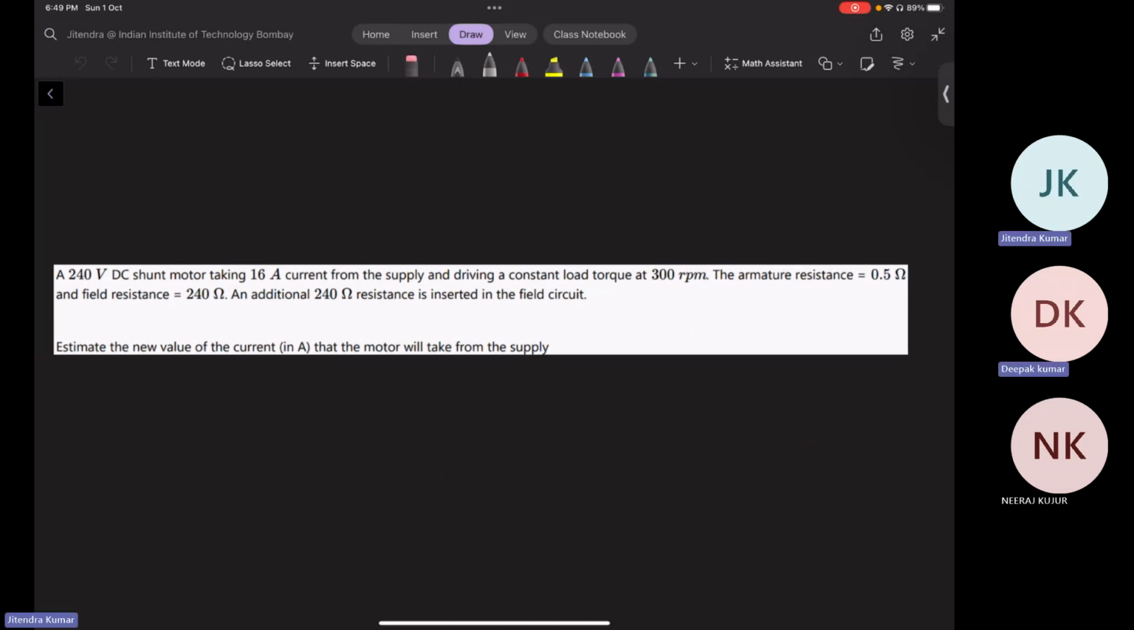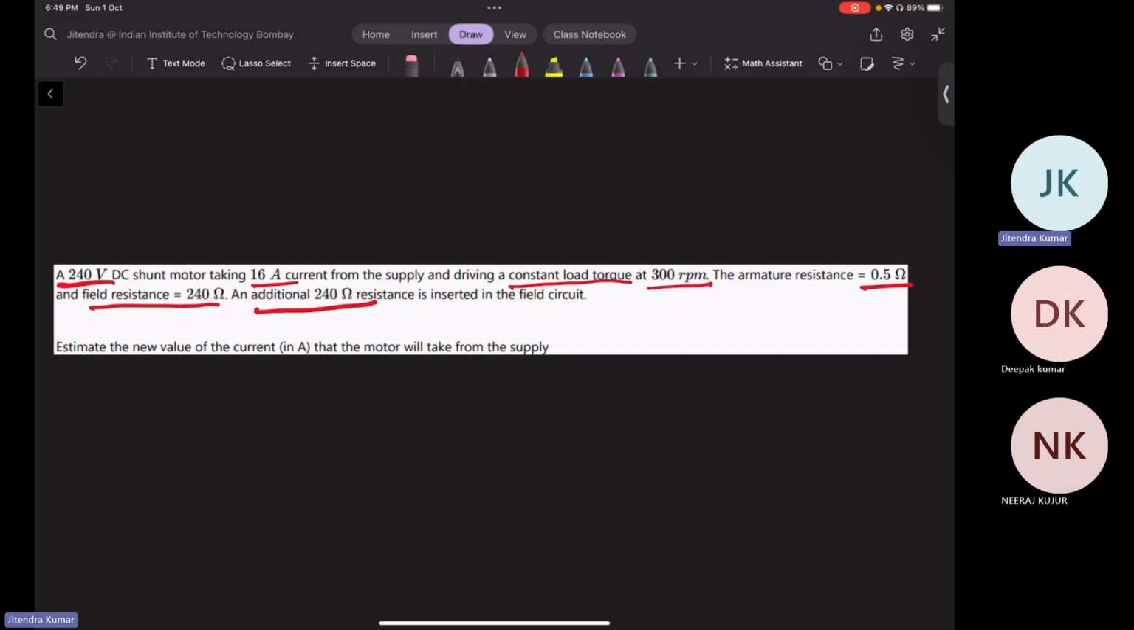Again, 240 volt DC, and the motor will take 16 ampere of current from the supply, and it will drive at constant load torque at 300 RPM. Constant load torque, okay, 16 amps, 240 volts. Now armature resistance is again 0.5 ohm. Field resistance is 240 ohm to make 1 amp of rated field current. Additional 240 ohm of resistance you are inserting in the field circuit.